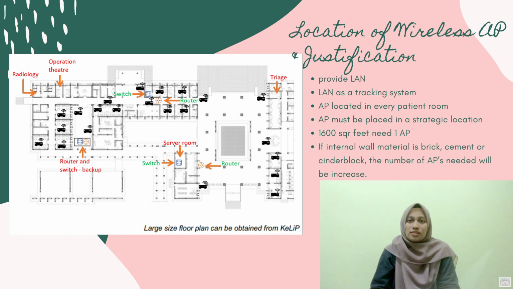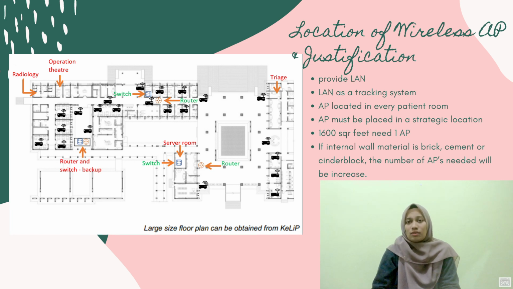APs should not be installed near electromagnetic interference because it can quickly wreck a Wi-Fi signal. APs were located in every patient's room that covered the entire area of the ward. Each AP had a unique media access control MAC address that distinguished the access point from other points. Access points must be placed in strategic locations in order to provide maximum coverage.